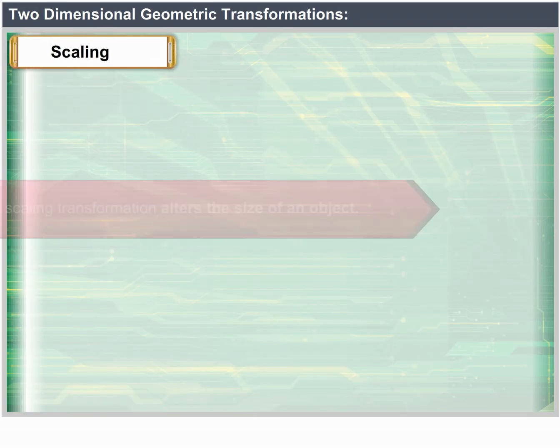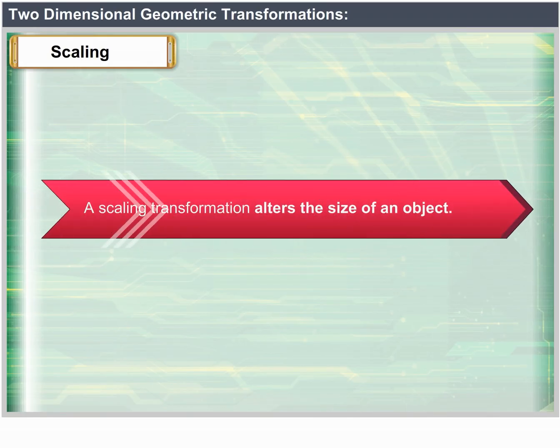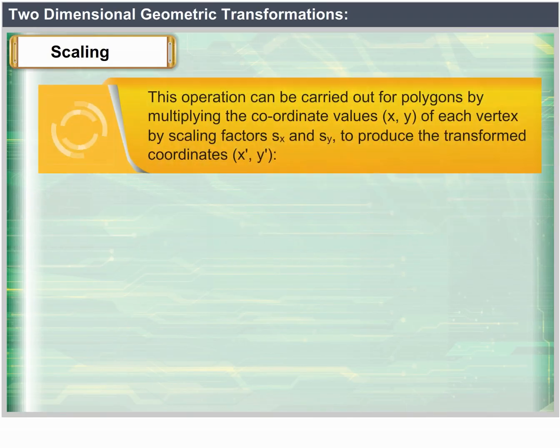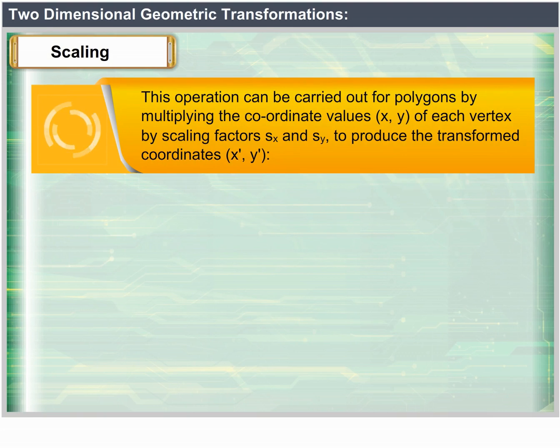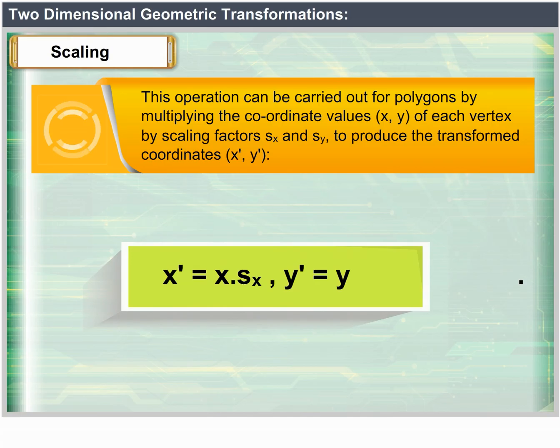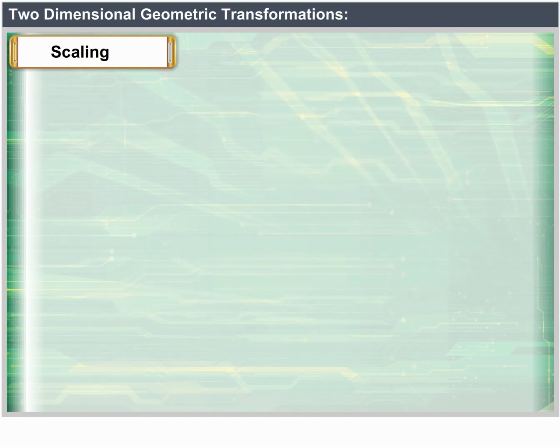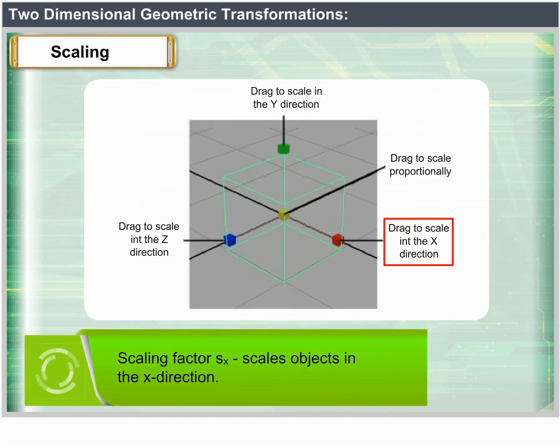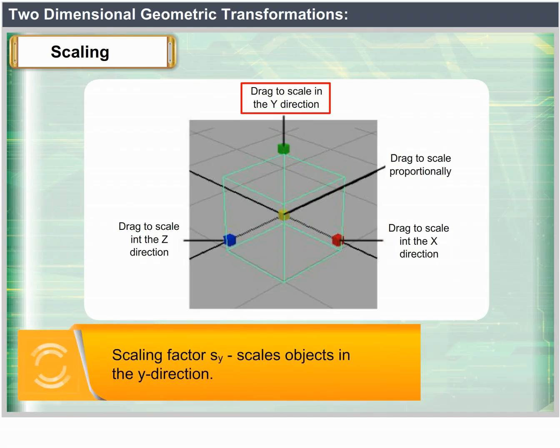Scaling. A scaling transformation alters the size of an object. This operation can be carried out for polygons by multiplying the coordinate values x, y of each vertex by scaling factors sx and sy to produce the transformed coordinates x', y' as shown. Scaling factor sx scales objects in the x direction and scaling factor sy scales objects in the y direction.